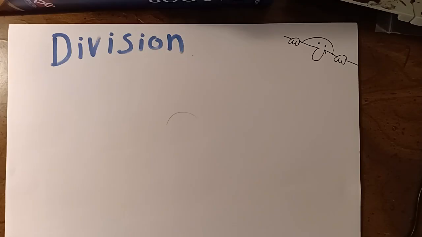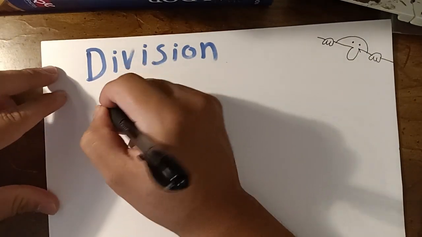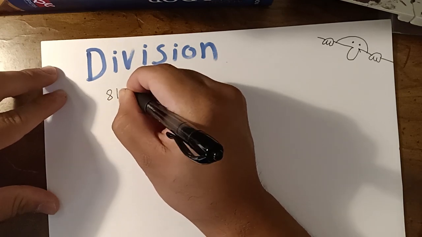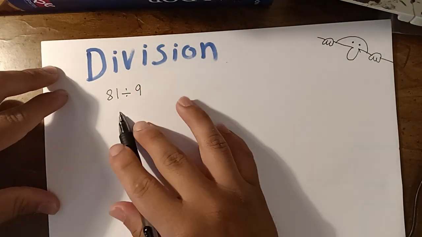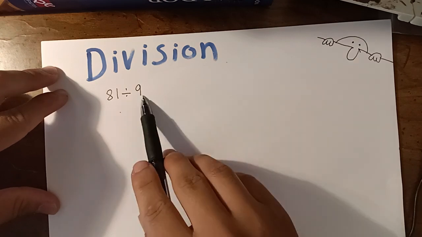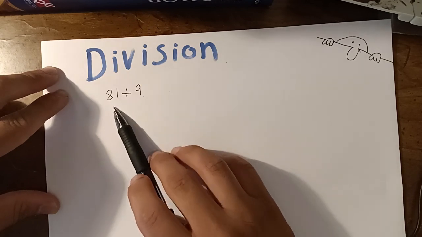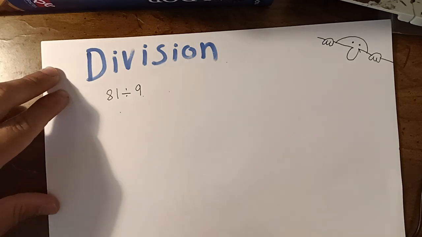Let me fix that real quick. But yeah, to demonstrate why I said it's repeated subtraction, we did 81 divided by 9. If you know your times tables, you know this is 9, because 9 times 9 is 81. Division is the opposite of multiplication. So that's why I know. That's why I said if you know your times tables, you'll just know this is 9 already.